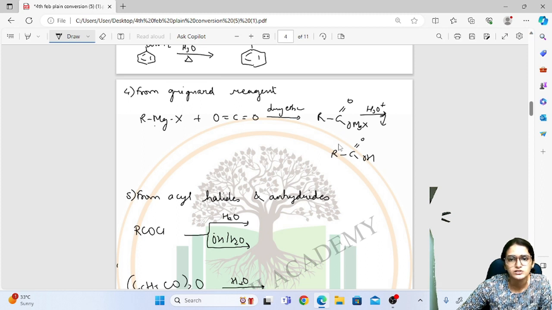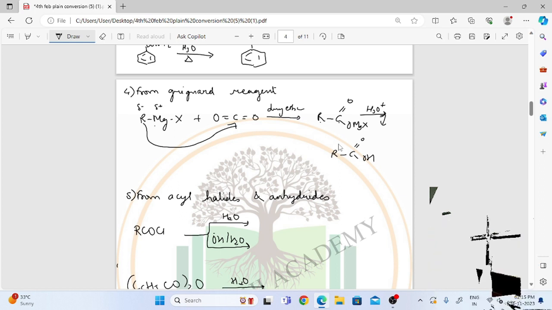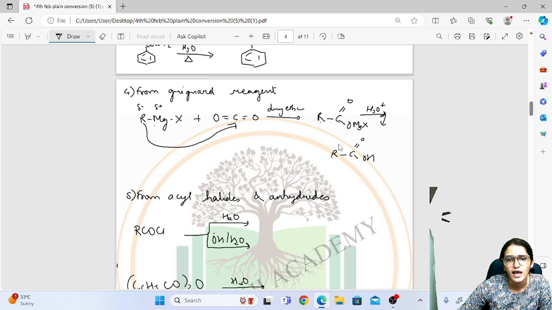When Grignard reagent is treated with CO2, that is carbon dioxide, R will have partial negative charge, Mg will have partial positive charge. Then R will go and attack this carbon, that is a carbonyl carbon having a positive charge. Then you will get this particular intermediate in which R is attached to carbon, carbon is further attached to double bond O, and on one side it is attached to OMgX.